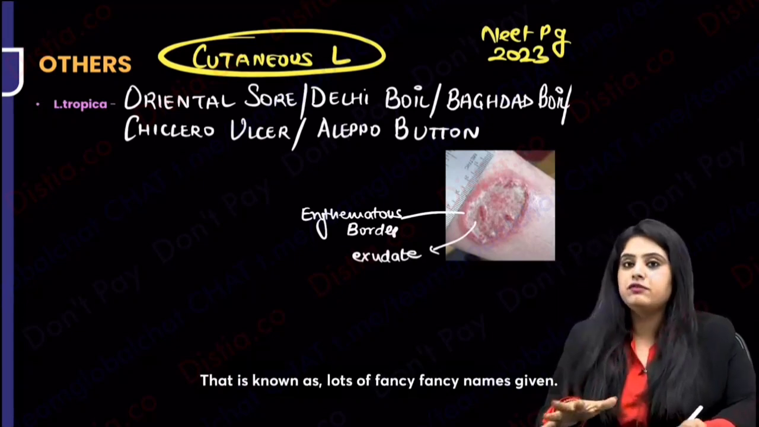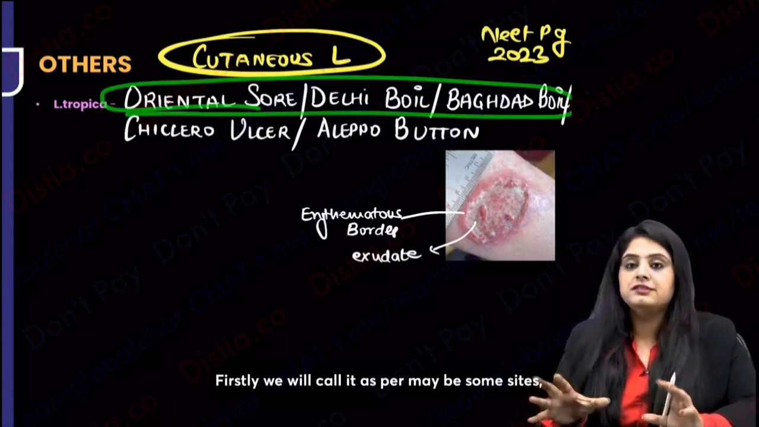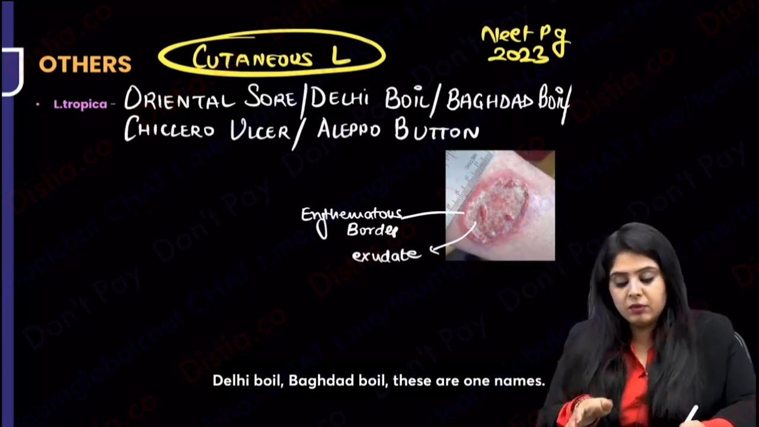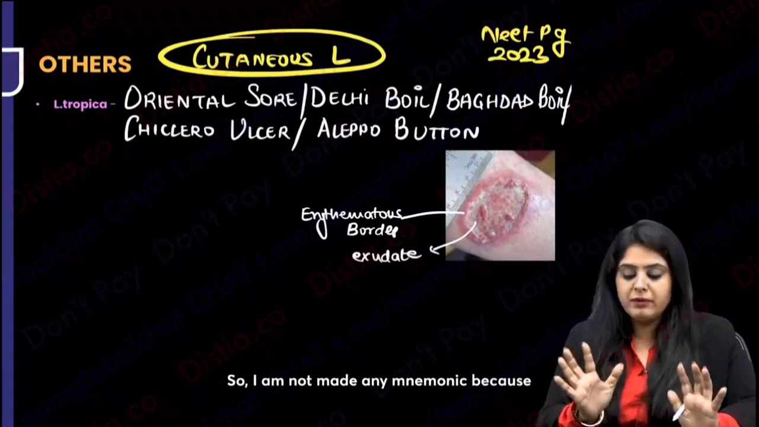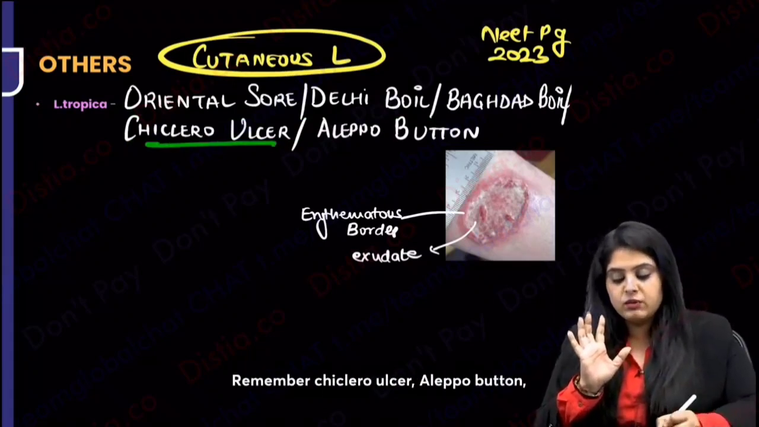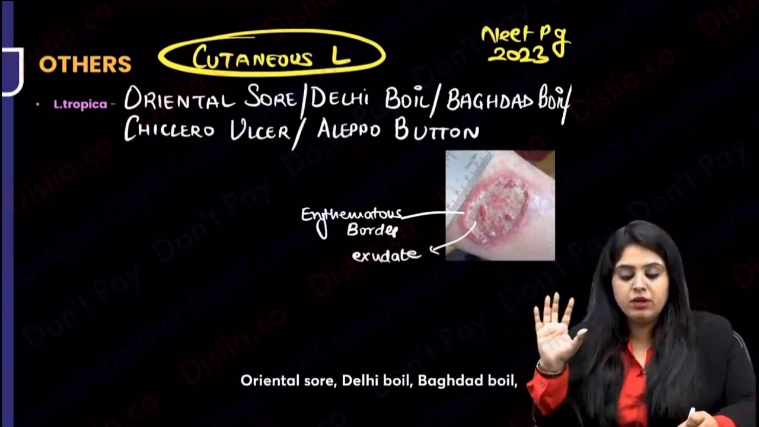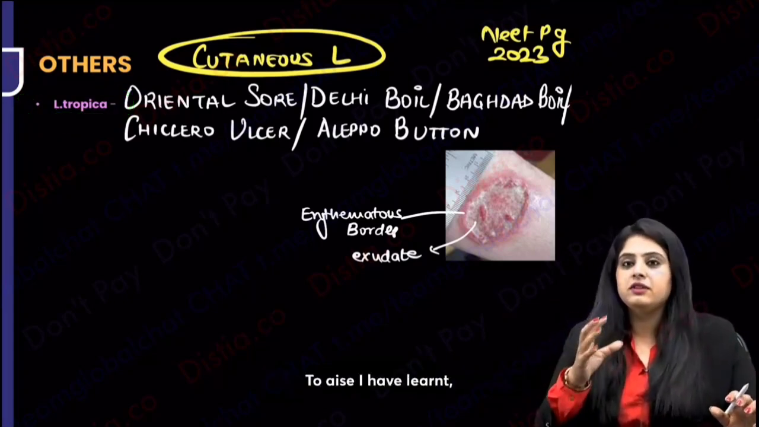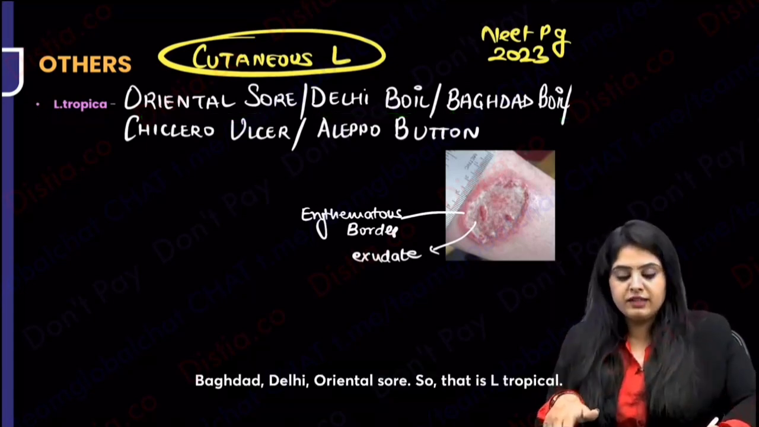That is known by lots of fancy names. Firstly, we'll call it as per some sites or places: oriental sore, Delhi boil, Baghdad boil. It is also known as the Chiclero ulcer or the Aleppo button. So I have not made any mnemonic because all the fancy names are coming under this ulcer. Remember Chiclero ulcer, Aleppo button, and in terms of places, oriental sore, Delhi boil, Baghdad boil, all of them are by tropica. Tropical, subtropical countries, so that is how I have learned. All of these place-related names are caused by L. tropica.